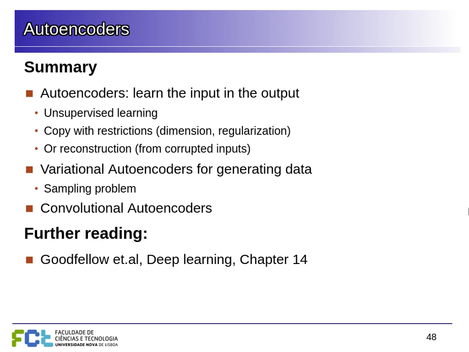So chapter 14 is about autoencoders. You can read more details there. Any questions?